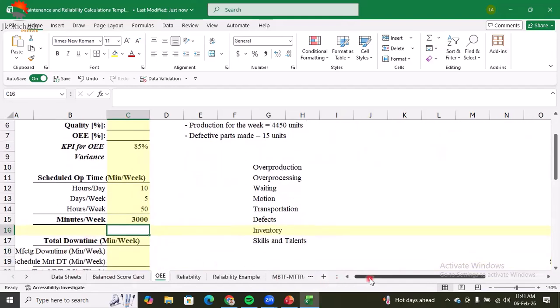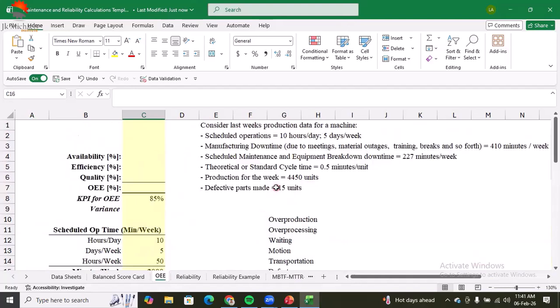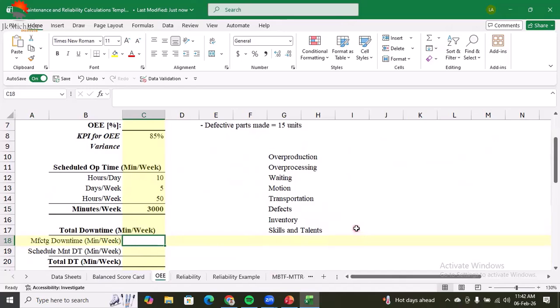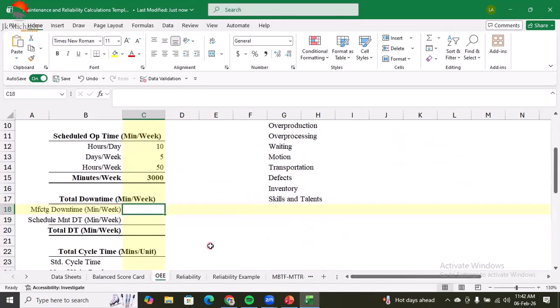Now let's calculate our downtime, right? We said we had the manufacturing downtime. This is just inefficiency, apart from maybe some kind of meetings and trainings. You see material outages and maybe excessive breaks. It means that your manufacturing downtime is not good at all. We're looking at 410 minutes per week. Thankfully, that was provided in minutes, so we have 410 minutes per week.